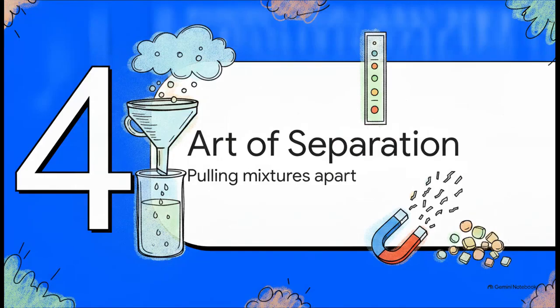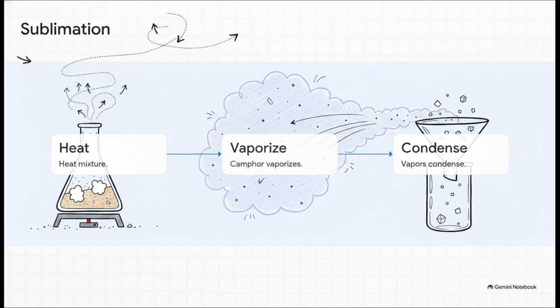All right, Section 4, the art of separation. This is where things get really fun. Let's start with a process that almost feels like a magic trick, sublimation. Imagine you've got a mixture of sand and camphor.